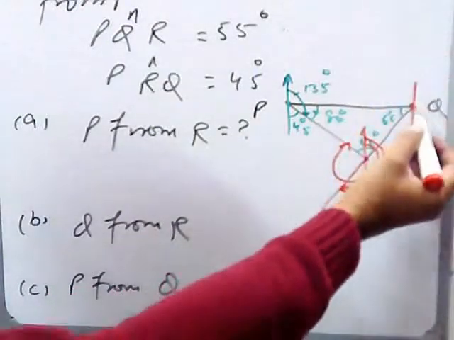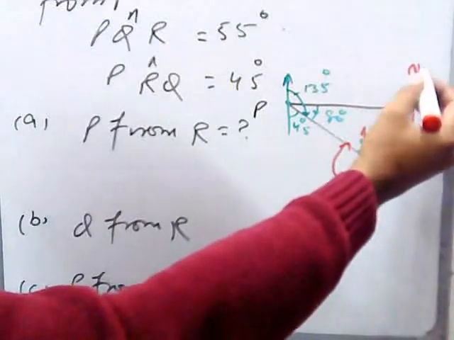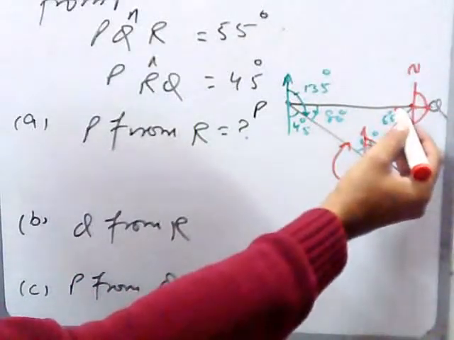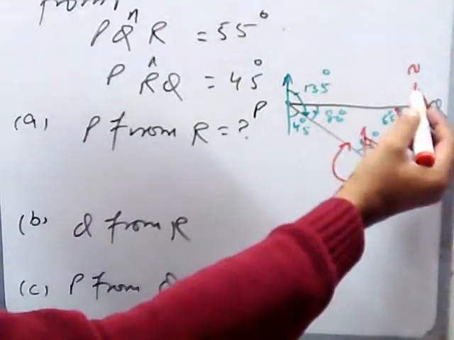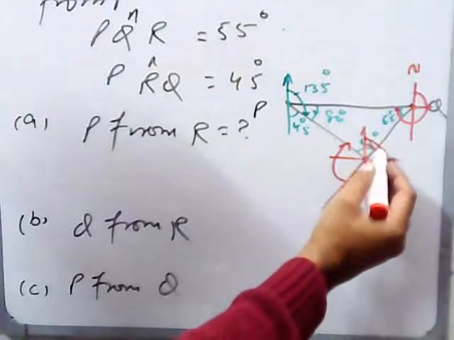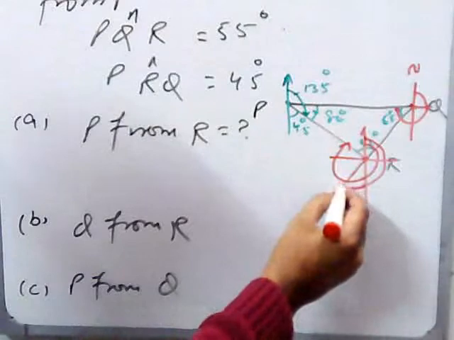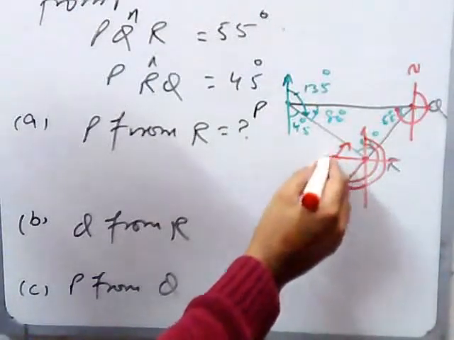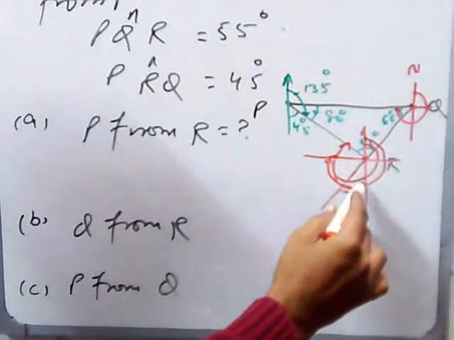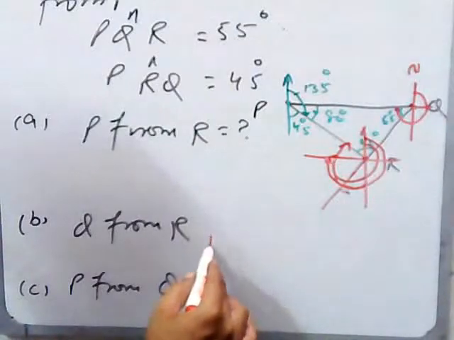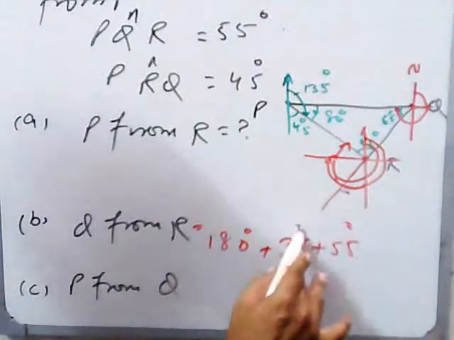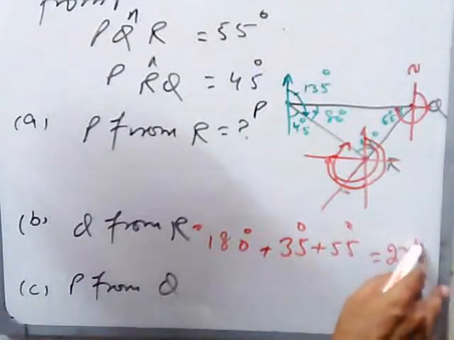For example, if we draw a north pole and someone asks me to find P from Q, I turn around up to this, so here is P. P is horizontal, similarly Q is horizontal, so R from Q is actually up to this point. After rotation, the angle up to here is 180 plus this one plus this one, so 180 plus 35 plus 55. These degrees should be added and you will get 270 degrees.